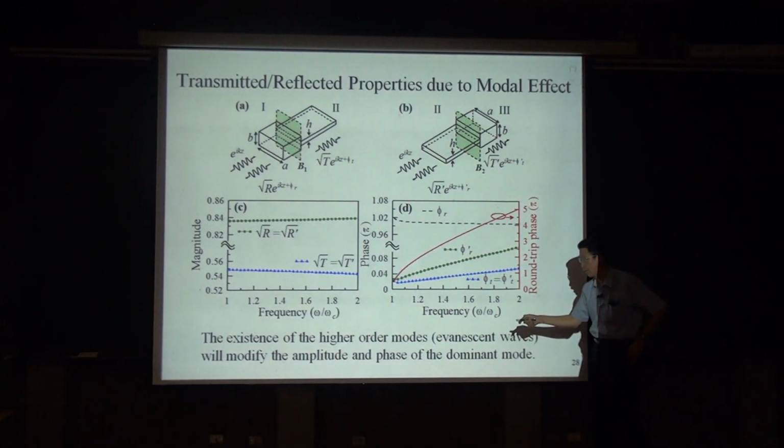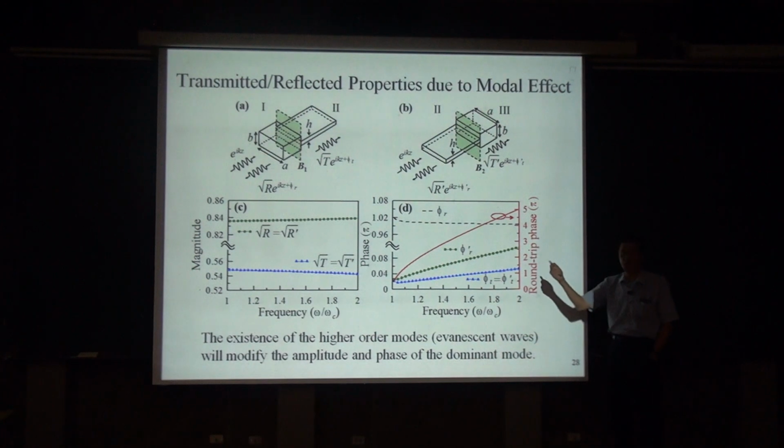So luckily, the existence of higher order modes, which are evanescent waves, will modulate the amplitude and the phase of the dominating modes. So we can reduce a three-dimensional multi-mode problem into one waveguide mode. It simplifies the problem a lot.